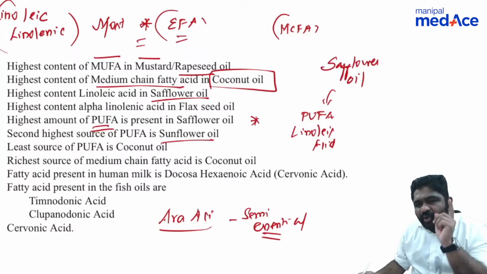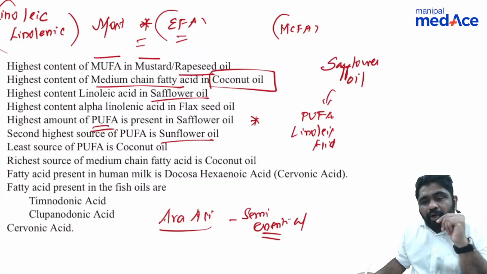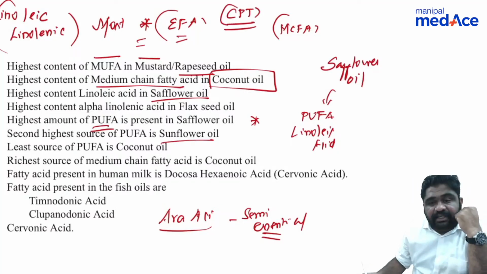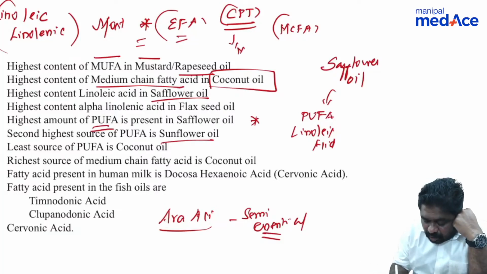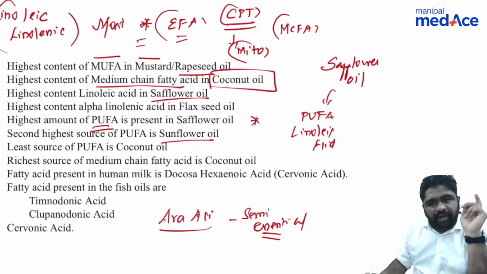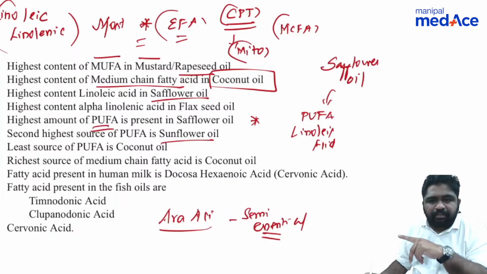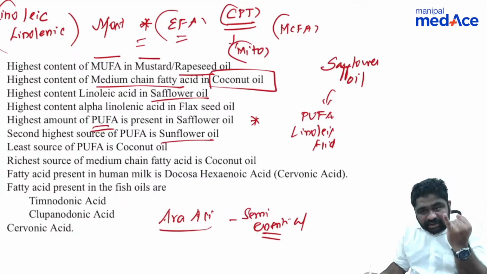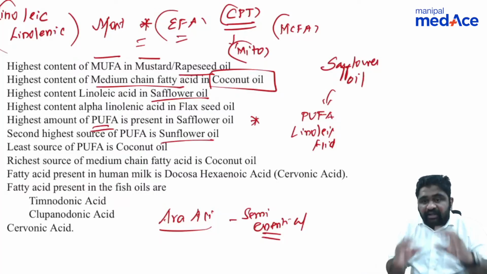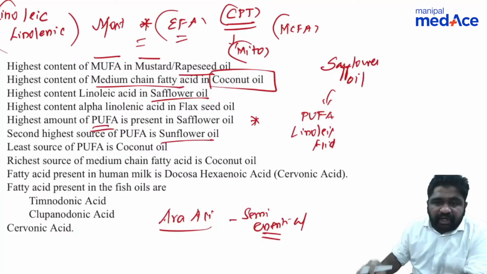Why? Because when you have long chain fatty acids, you have to go through the carnitine palmitoyl transferase enzymatic activity to enter into the mitochondria. Remember, long chain fatty acids also are burnt in the mitochondria. Medium chain fatty acids are also burnt in the mitochondria. Short chain fatty acids also can be burnt in the mitochondria. But for short chain fatty acids and for medium chain fatty acids, you don't require the carnitine palmitoyl transferase or carnitine acyltransferase enzyme. They can go without any kind of mediators.